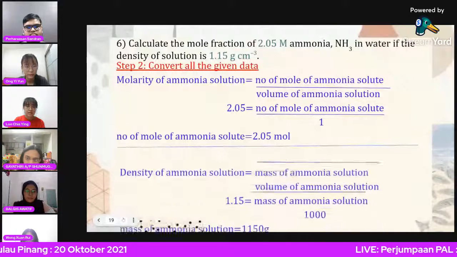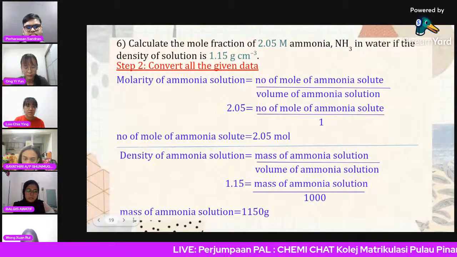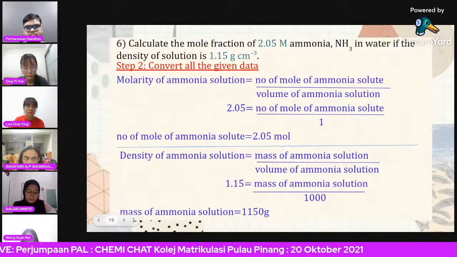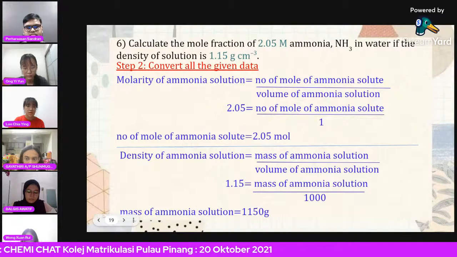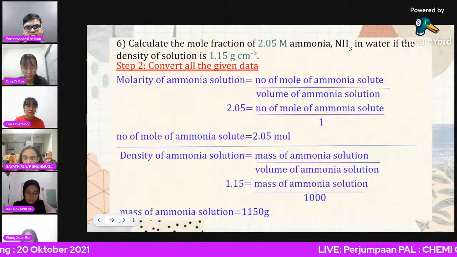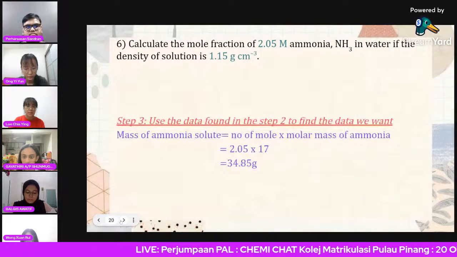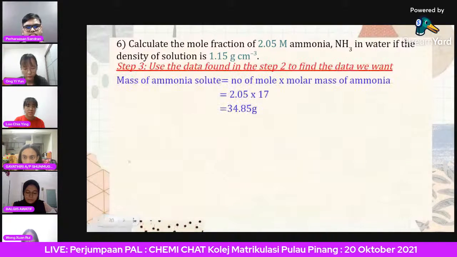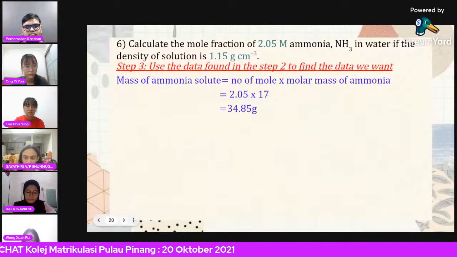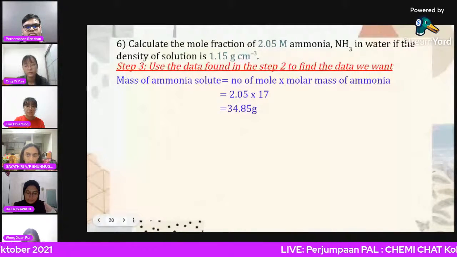The second data given is the density of an ammonia solution. The formula of density is mass over volume. 1.15 is equal to mass of ammonia solution over 1000 cm cube. So the mass of ammonia solution is equal to 1150 grams. Then, use the data found in step 2 to find the data we want. We can find the mass of ammonia solute by using the number of mole times the molar mass of ammonia, which is 2.05 times 17. The answer will be 34.85 gram.